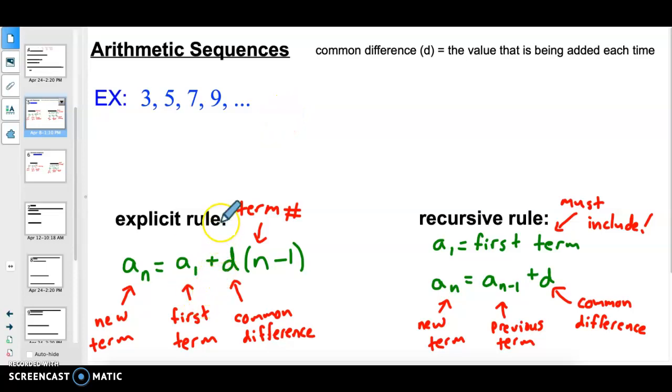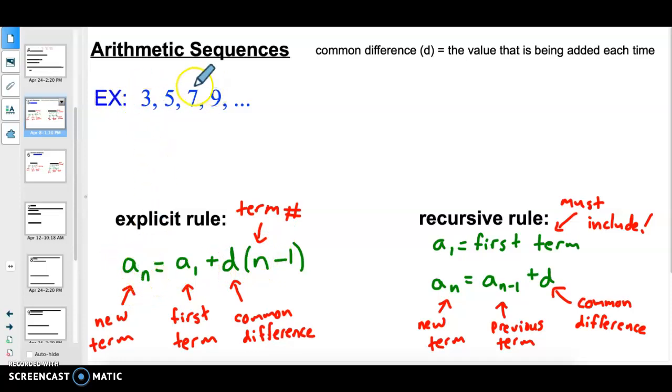As I mentioned in the notes, the explicit rule is a rule that helps you find any term you want. The way the explicit rule looks for arithmetic sequences is, say you want to find the 1,000th term, you would first plug in the first term, and then for D you're plugging in the common difference, so whatever you're adding or subtracting by, and then whatever term you want. If you wanted the 1,000th term, there's where you would plug in 1,000 and subtract 1, and when you evaluate this, it'll give you the 1,000th term, which would be the AN.